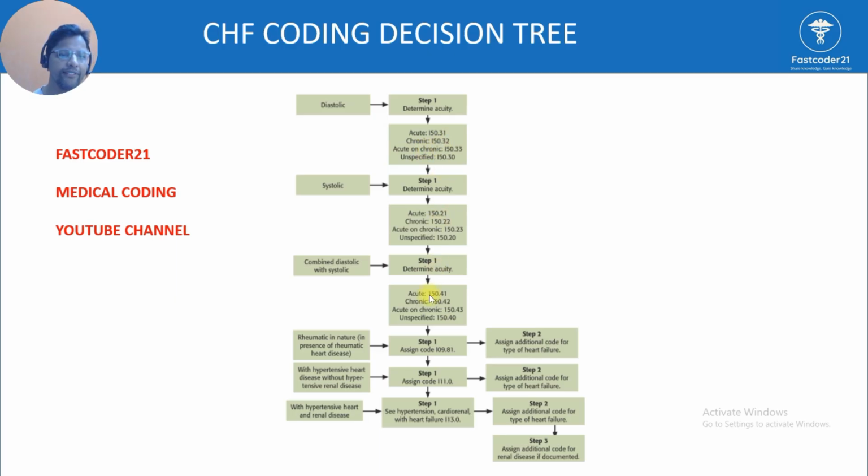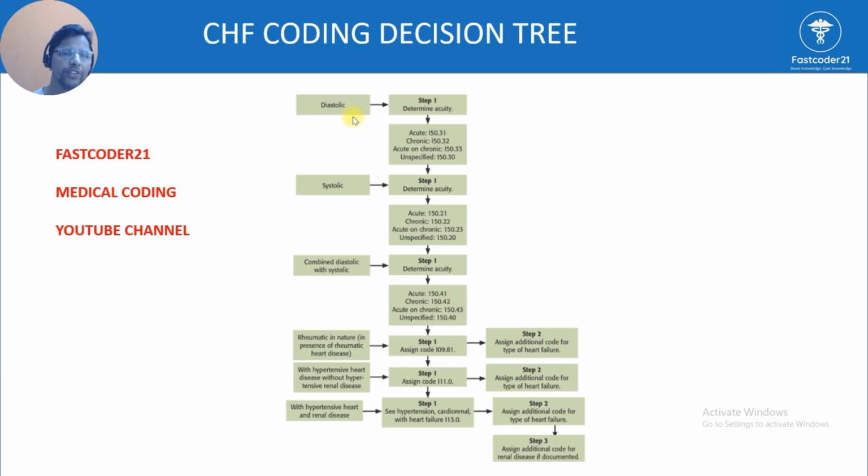In the same way, in the documentation, if you see combined diastolic with systolic heart failure, we need to use these codes. Here you will find for acute I50.41, for chronic I50.42, acute and chronic I50.43, and unspecified I50.40. So based on the code also we can identify the type of heart failure.